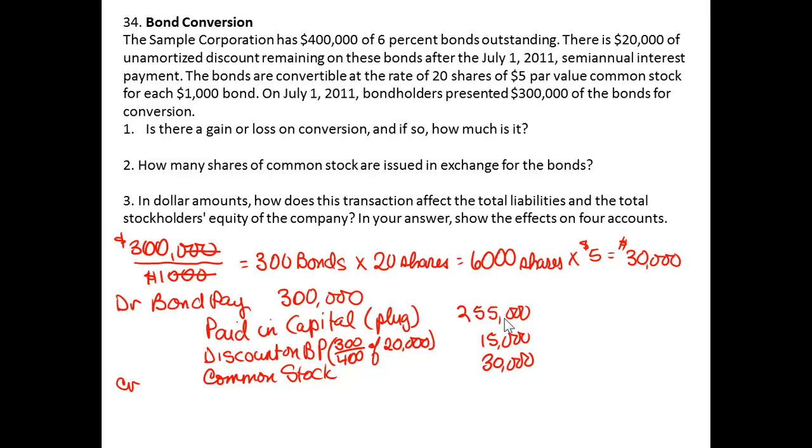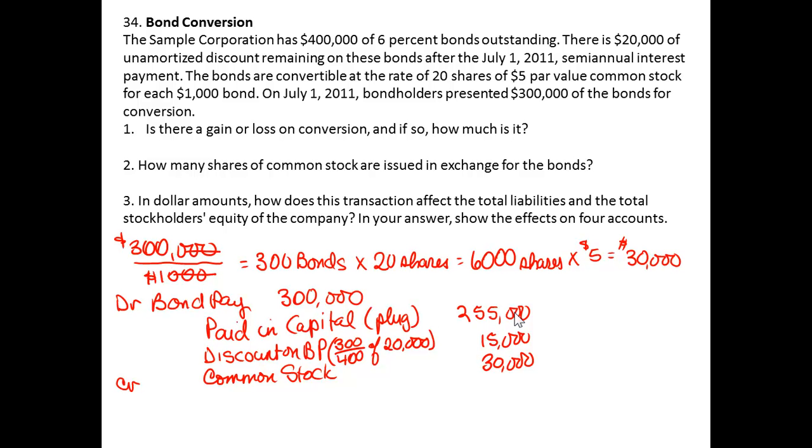So let's see if we've answered the questions. Is there a gain or a loss on the conversion? And if so, how much? We don't recognize the gain, but instead we put it in paid in capital for $255,000. Question 2, how many shares of common stock are issued in exchange for the bond? We said there were 6,000 additional shares that were issued. And number 3, in dollar amounts, how does this transaction affect total liabilities and total shareholders' equity of the company?